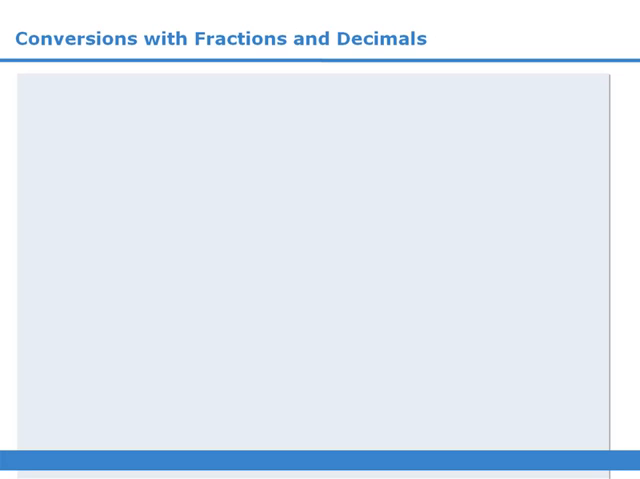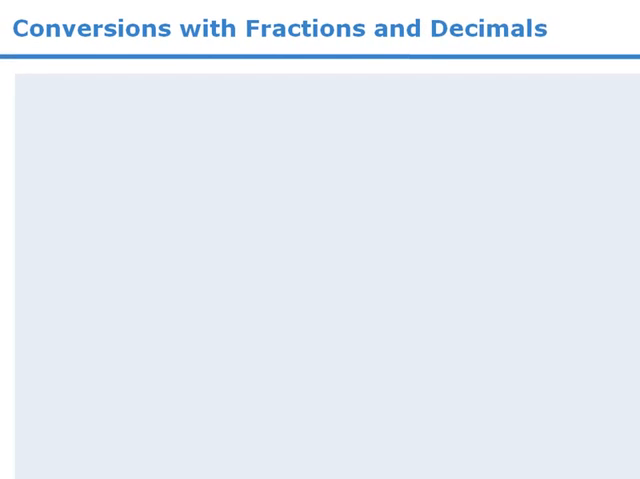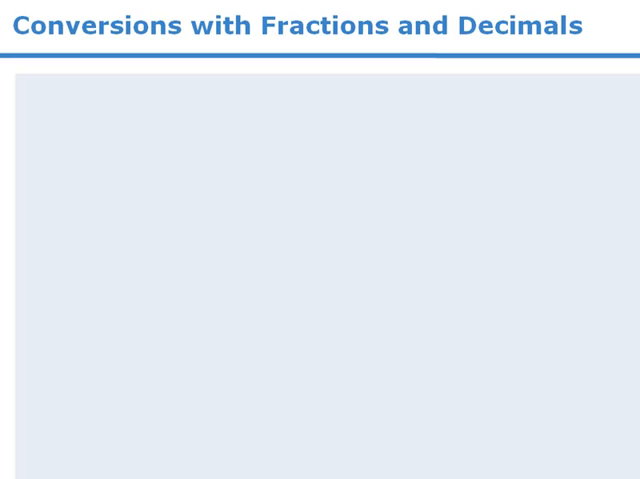In this lesson, we will learn how to convert fractions to decimals and decimals to fractions. We'll begin with converting fractions to decimals. Now, as you may already know, the fraction 1/4 is equal to the decimal 0.25. One way to convert 1/4 to 0.25 is to treat the fraction as division. So 1/4 is the same as 1 divided by 4, which we can write this way using long division.